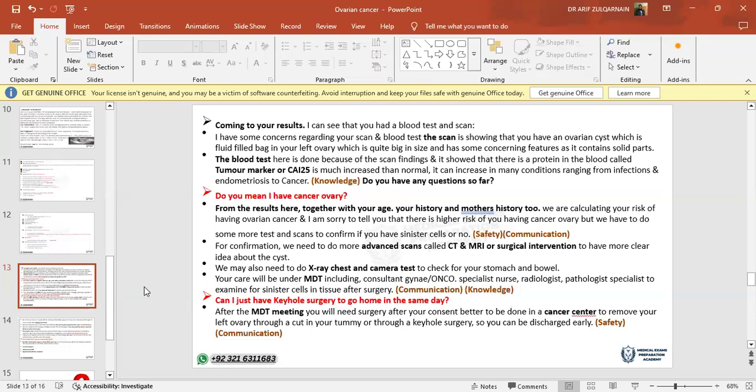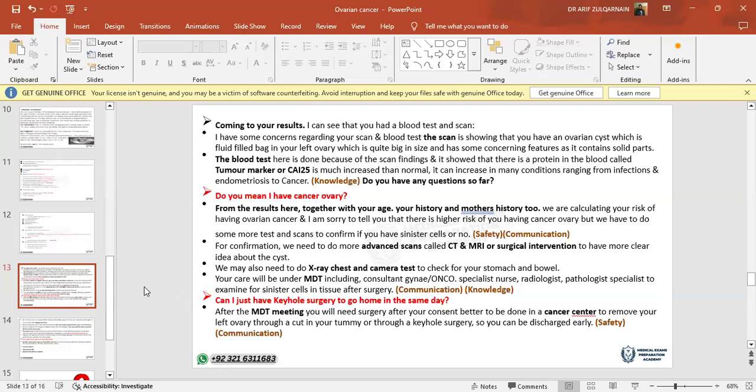You will tell her that from the results here, together with your age, your history, and your mother's history also, we calculate the risk of having ovarian cancer. And I am so sorry to tell you that there is a high risk of having ovarian cancer in you, but we will do some more tests and ultrasounds or scans to confirm whether there are any sinister cells or cancer cells in this cyst or not. Okay. So the final diagnosis is after histopathology.